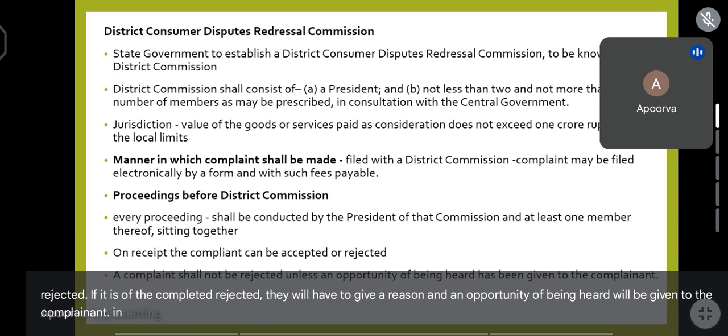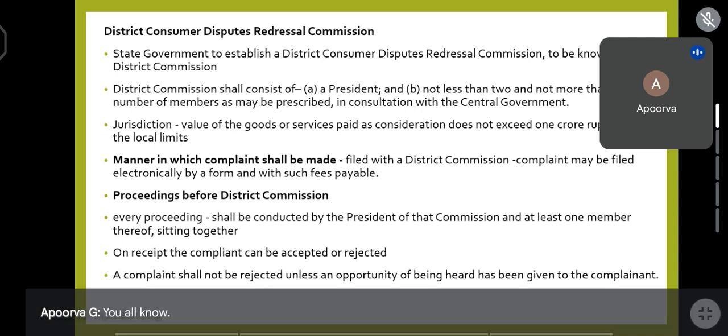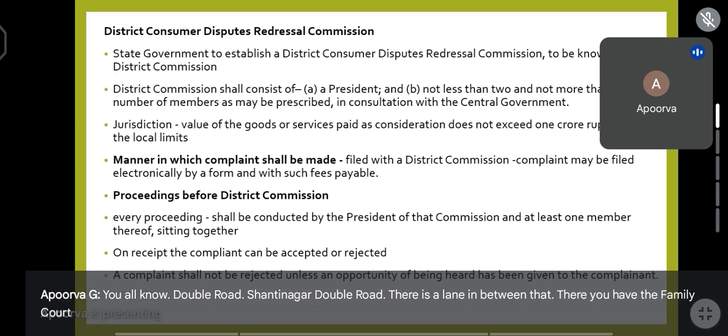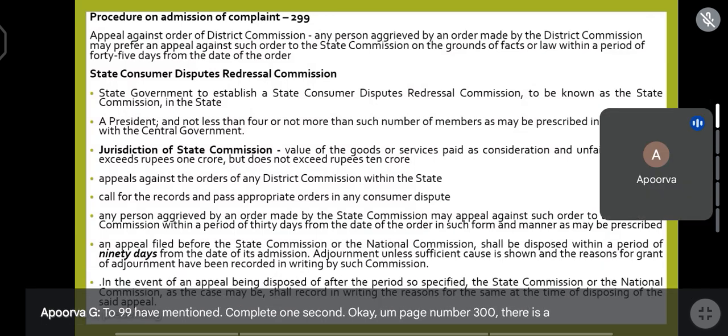In Bangalore, where is the consumer protection court? Any idea? No, Double Road, Shantinagar Double Road. There is a lane in between that. There you have the family court, the mediation center, and the consumer protection court in Bangalore.